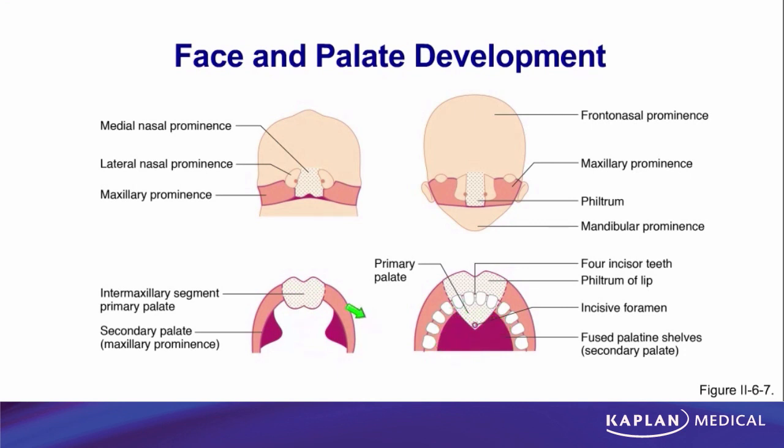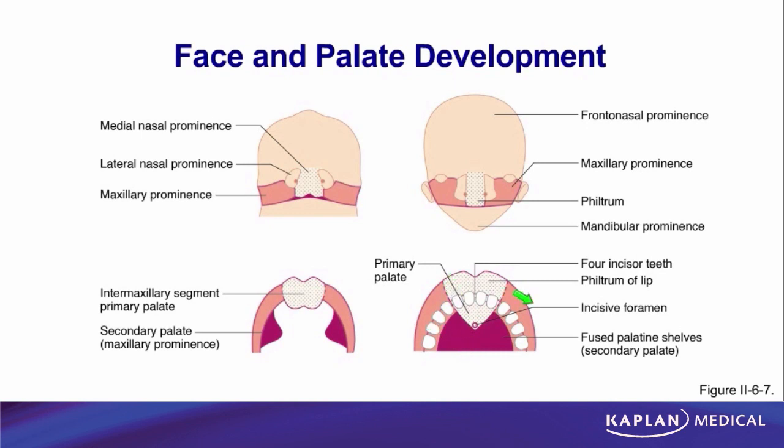Well, each place where it should fuse, we have the possibility that it doesn't fuse. So that means you can have a cleft of the palate here, or a cleft of the palate here, or a cleft of the palate here. So a midline cleft here, called a secondary cleft, is a failure of fusion between the right and left palatal shelves. A primary cleft, which is a laterally positioned or an anterolaterally positioned cleft here or here, is a failure of fusion between a palatal shelf and the intermaxillary segment. So those are the places where cleft palate can occur.